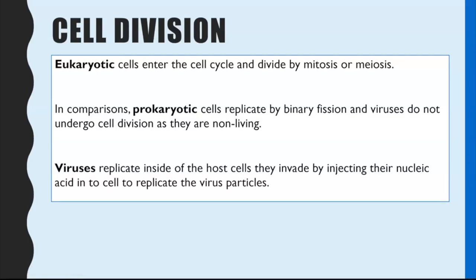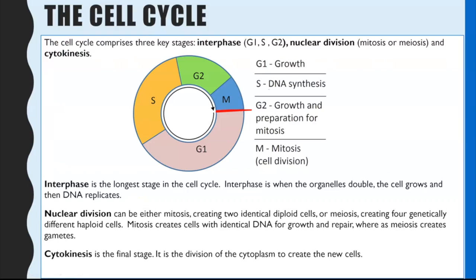So first of all, cell division. I'm just going to be focusing on cell division in eukaryotic cells in this video, and in particular mitosis. But the alternative is meiosis, but there is a video I have on that, which I'll just link here that you can have a look at. In comparison, prokaryotic cells replicate by binary fission, not mitosis. And viruses replicate inside of the host cells that they've invaded by injecting their nucleic acid into the cell to replicate. So the cell cycle includes all the stages to create a new cell.